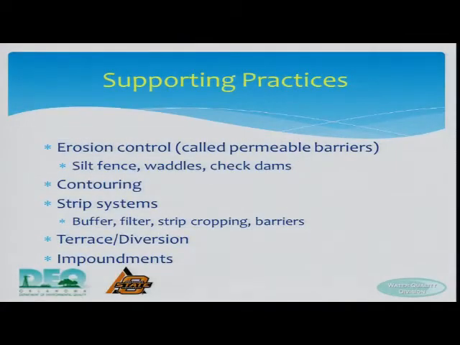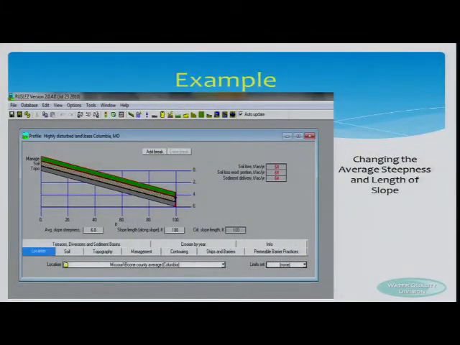And then there's a lot of different things that can be used for what they call supporting practices, or basically our BMPs, including silt fence, wattles, check dams, contouring, strip systems such as our buffer strips or filter strips, different types of barriers that you can put in there, also terraces and diversions and even impoundments. All of those things can be modeled with this type of thing. So you can get into a relatively complex system for controlling your sediment on your site, and it makes it not too difficult to model.